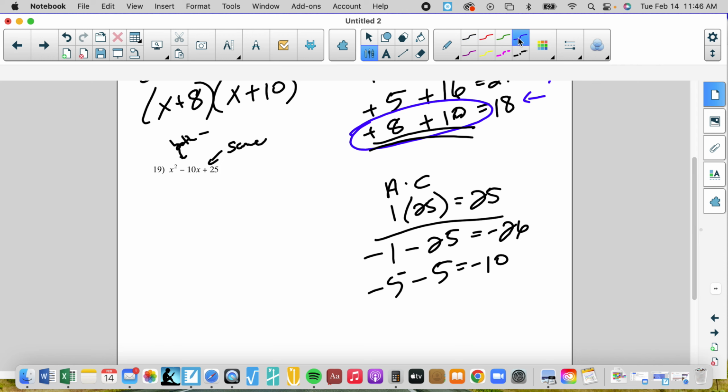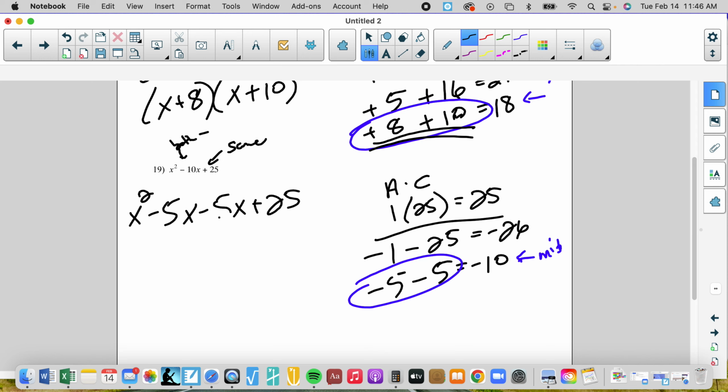Which one equals my middle? Negative 10 is my middle. So I'm going to choose negative 5 and negative 5. I get x squared minus 5x minus 5x plus 25. I'm going to factor the first. I'm going to factor out an x. I get x minus 5.